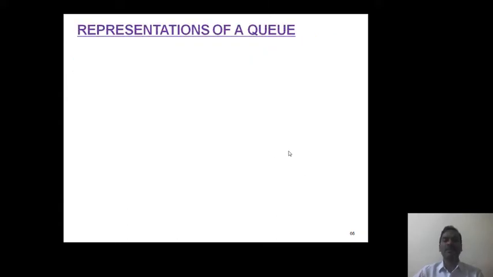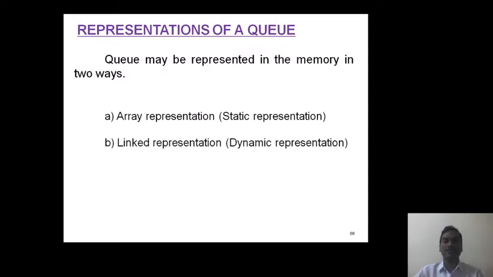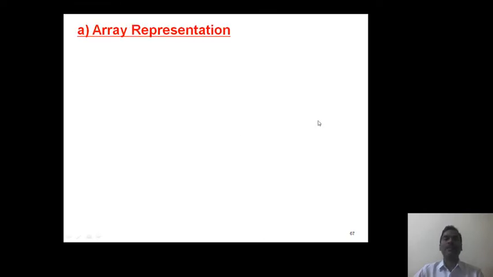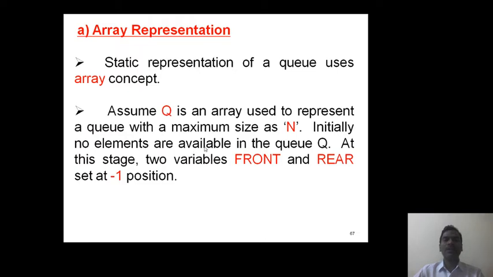Now, representations of a queue. Similar to the stack data structure, a queue can also be represented in two ways: array representation and linked representation. First one, array representation. The static representation of a queue uses the arrays concept. Now assume queue is an array used to represent a queue with a maximum size of n. Initially, elements are not available in the queue. At this stage, the two variables front and rear are set at -1 position.